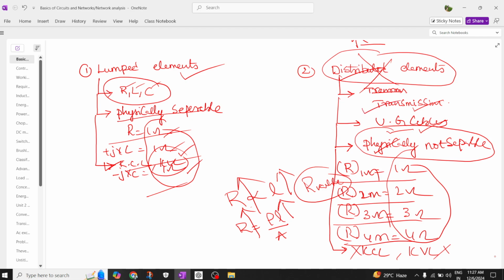The examples are transmission line parameters or underground cables. They have variation of length of the cable and variable resistance, and you cannot fix that value. Depending on length, it is going to change. That's why it is called distributed. With the variation of length, the resistance is distributed throughout the length. With the increase of length, resistance is distributed. So for length of 1 ohm, 2 ohm, 3 ohm, 4 ohm, it is distributed throughout the line. Therefore these are called distributed elements.